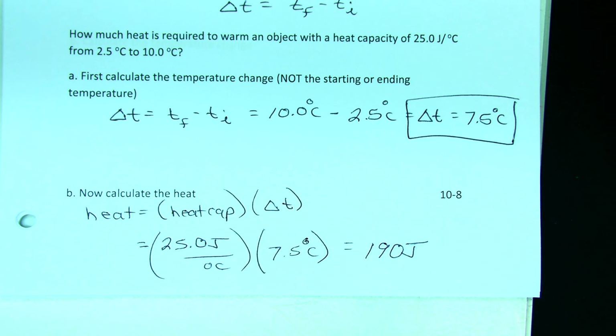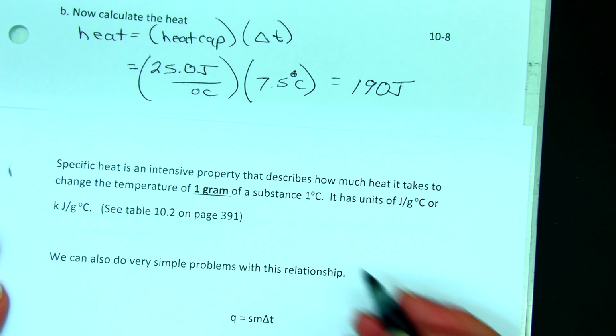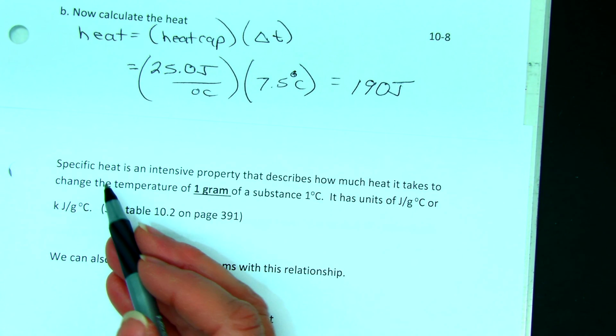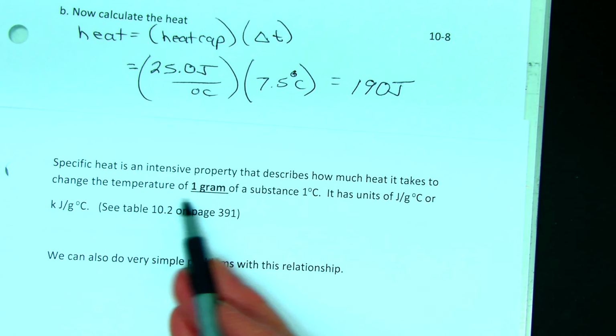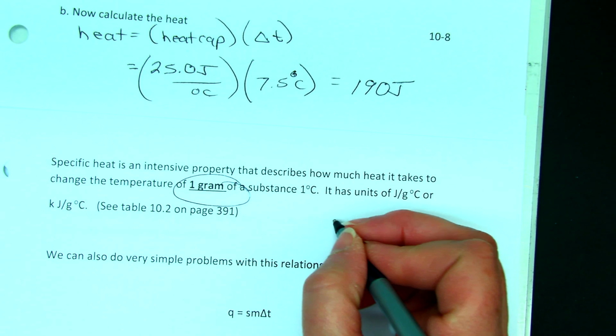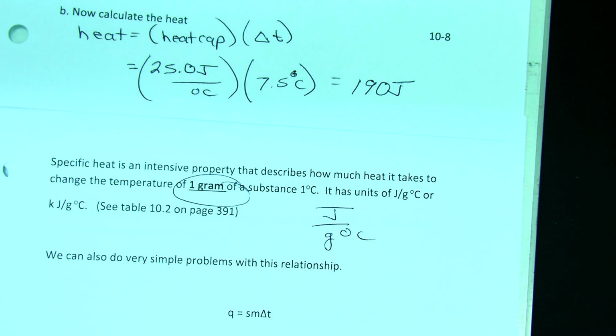So heat capacity is really straightforward and really simple. But the problem with heat capacity is we can't move it from one situation to another because we're talking about one object. Unless you have that same object, the heat's not the same. So to be able to move between objects and between laboratories, we talk about specific heat. Specific heat is an intensive property, and it is independent of mass. It describes how much heat it takes to change the temperature of 1 gram of substance. So we have joules per gram degree C, or you can think of it as the heat capacity per gram.